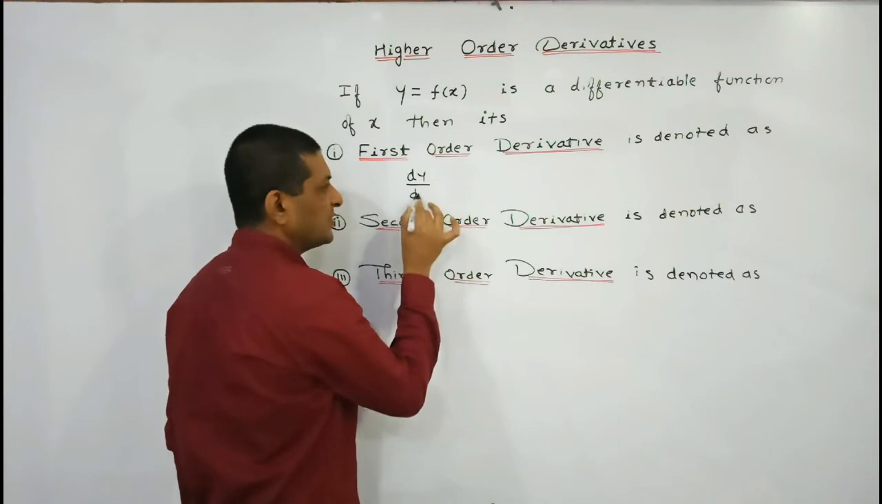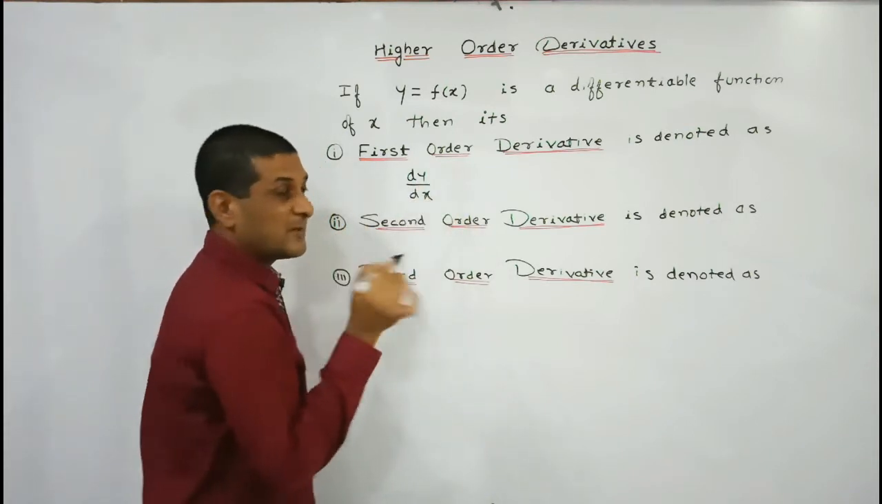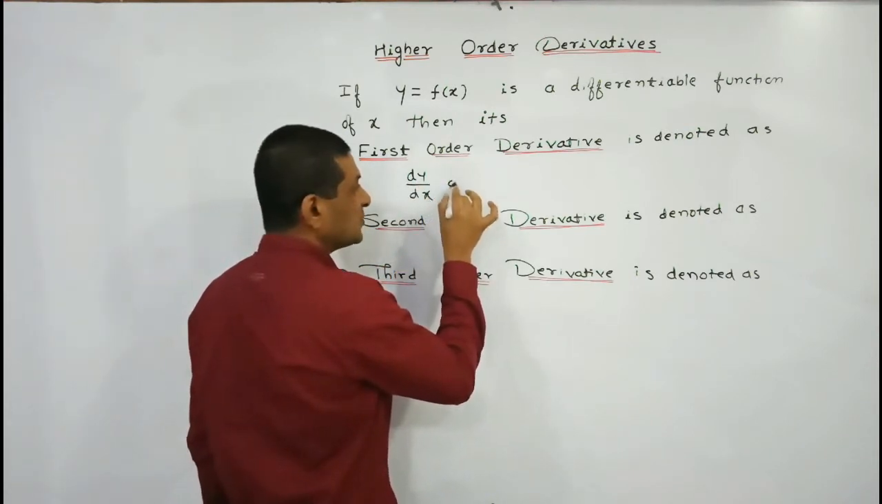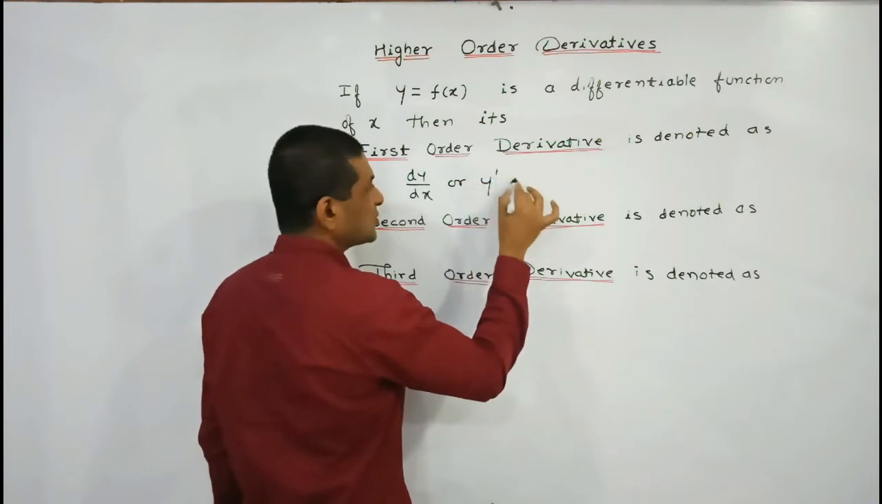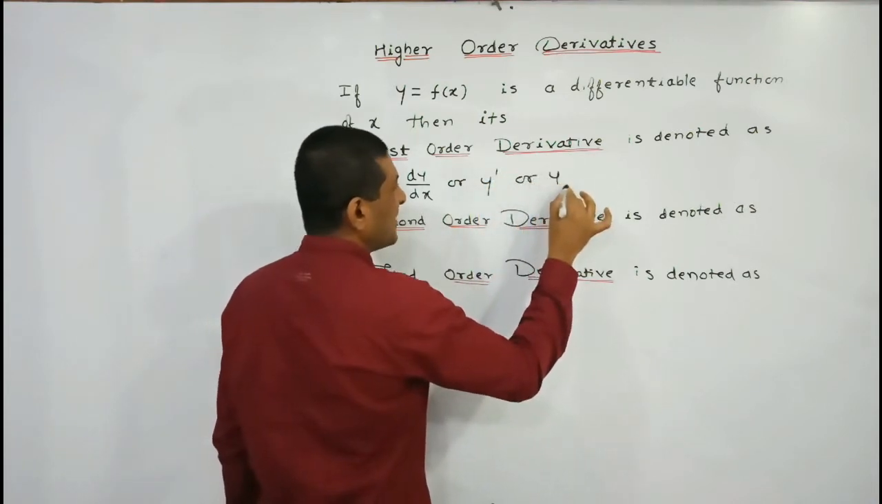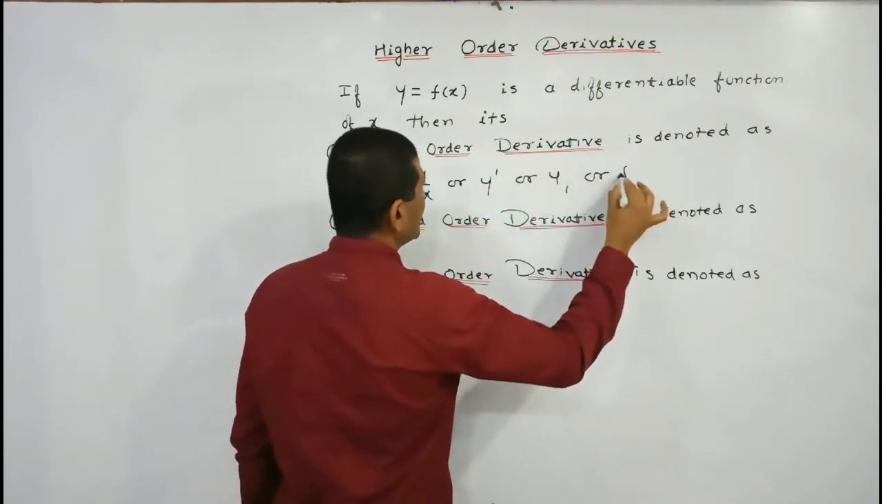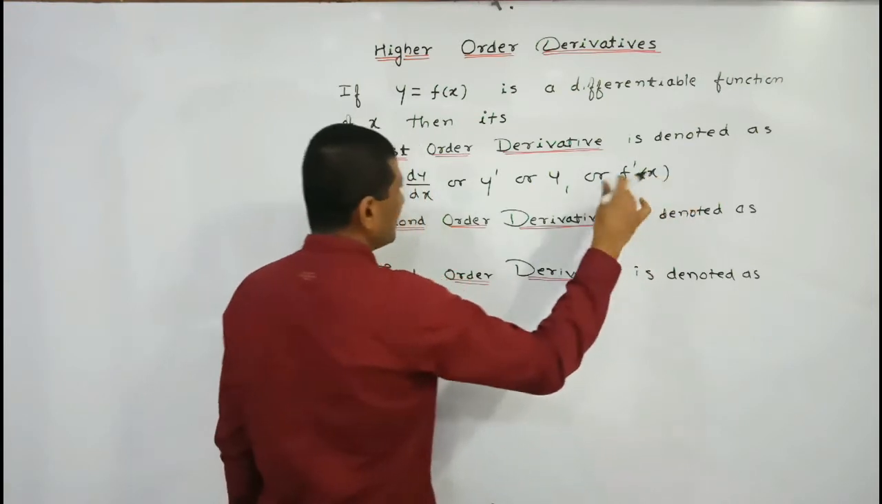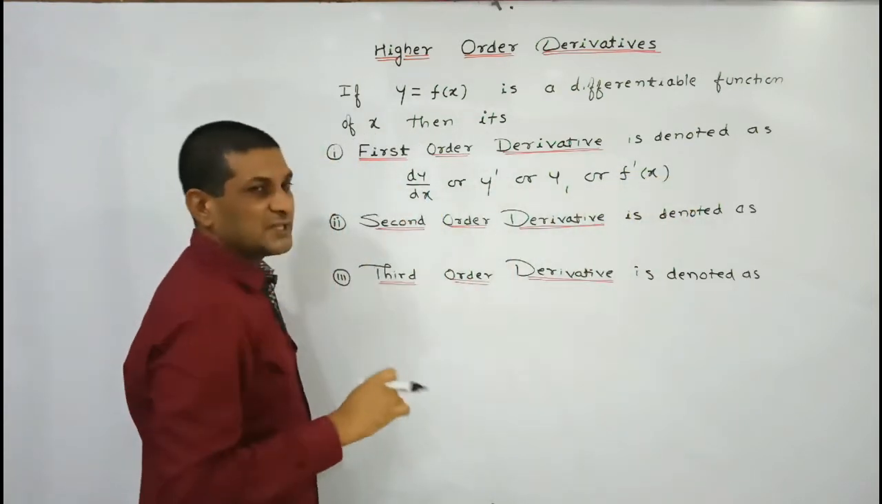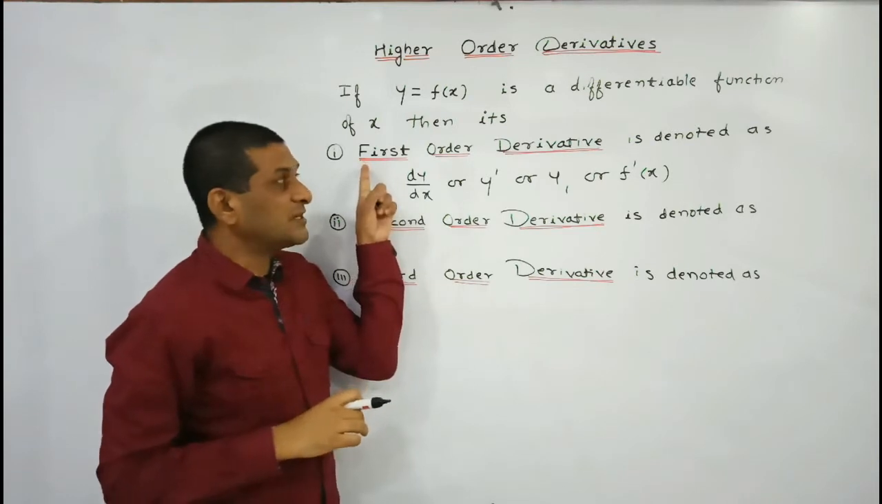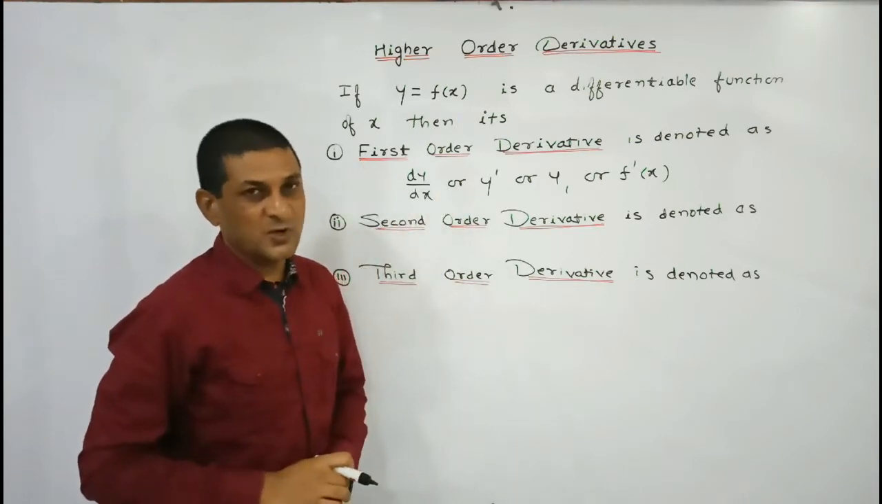dy by dx. Already we have seen that differentiation is denoted by dy by dx, or it is also denoted by y dash, or it is also denoted by y1, or it is also denoted by f dash of x. Any one of these notations can be used to denote first order derivative.